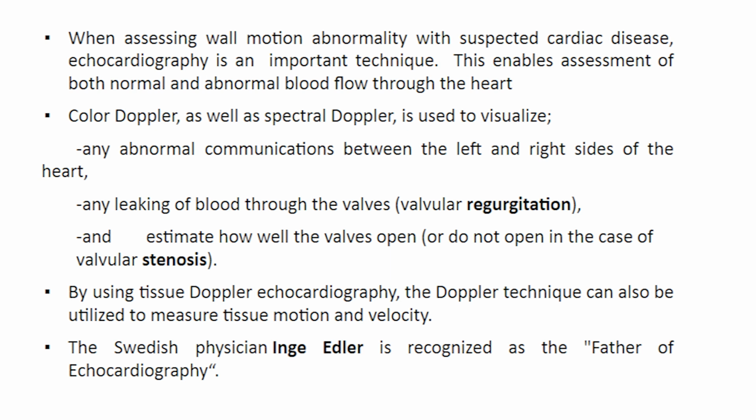Color Doppler as well as spectral Doppler is used to visualize any abnormal communications between the left and right sides of the heart. Any leaking of blood through the walls, that is called valvular regurgitation, and estimate how well the valves open or do not open in the case of valvular stenosis. By using tissue Doppler echocardiography, the Doppler technique can also be utilized to measure tissue motion and velocity.